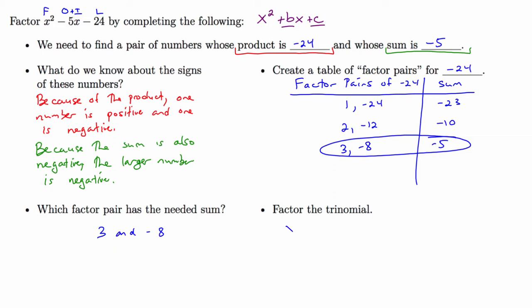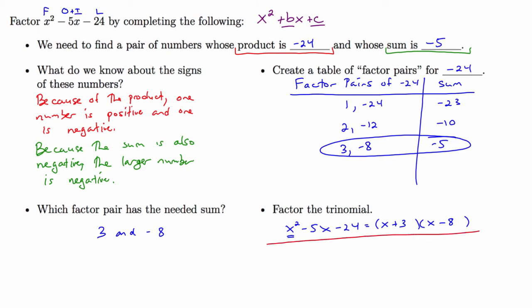To factor this trinomial of x squared minus 5x minus 24, we know again it's going to factor as two binomials, and each will have an x in the front. That's the only way we could get the x squared in the front of the trinomial. We've also found that the two numbers we need to drop in are positive 3, so a plus 3 in one binomial, and a minus 8 in the other binomial. So x squared minus 5x minus 24 factors as x plus 3 times x minus 8.